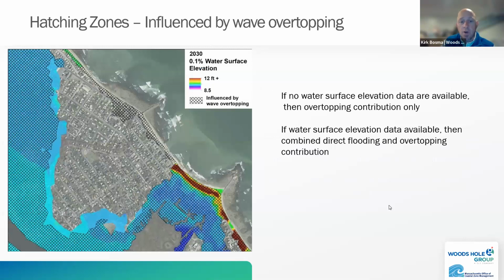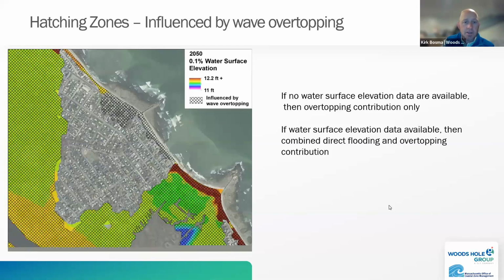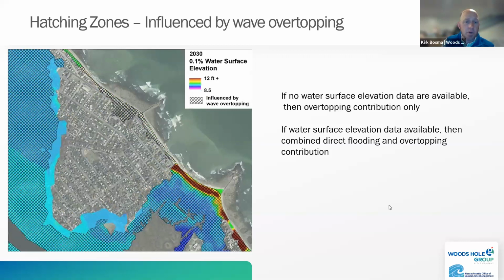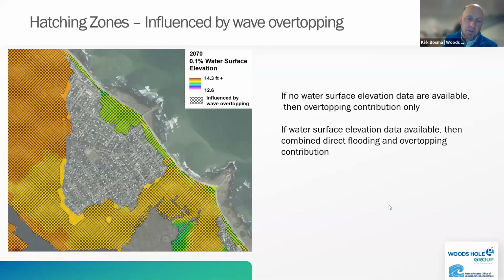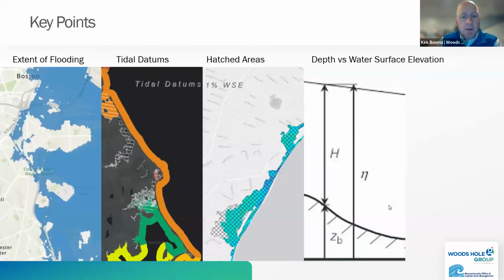And so that can show up both as areas where we have no data, which means it's just wave overtopping and there's no water being contributed from direct flow. And then there's areas where we have water surface elevation data and it's hatched, meaning it's influenced by overtopping and sheet flow together to provide that overall risk level. And you can see how that changes through time. Here's an example where there's just overtopping along the shoreline there, but eventually it gets to the point where you have direct flooding and overtopping together.